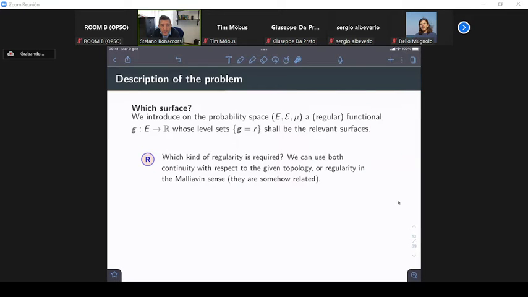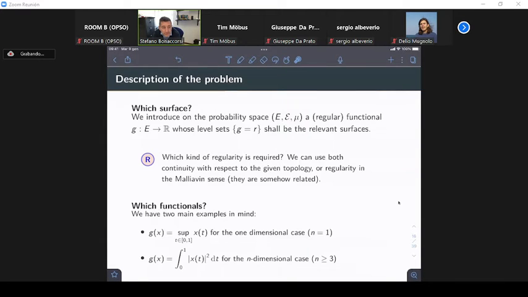Into what is written below here. So this is my first example. So g of x is the L2 norm of x of t. And I also have a second example in mind, which is not written in the slides, but I can add it now.